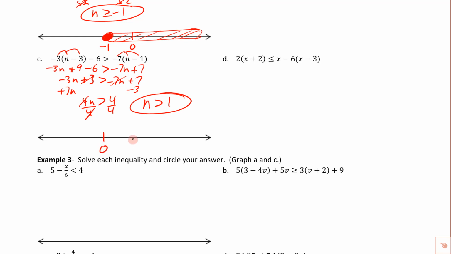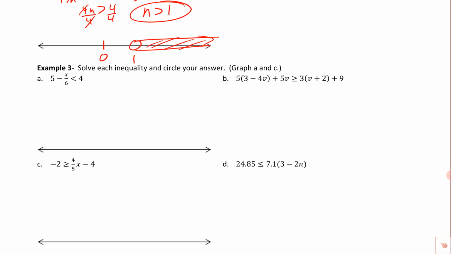So we've got a 0 here. Circle that most important number on the number line. Figure out whether or not we're going to close this in or leave it open. We are going to leave it open because it just says n is greater than 1. So we would shade to the right here. All right. Moving through these pretty quickly here.